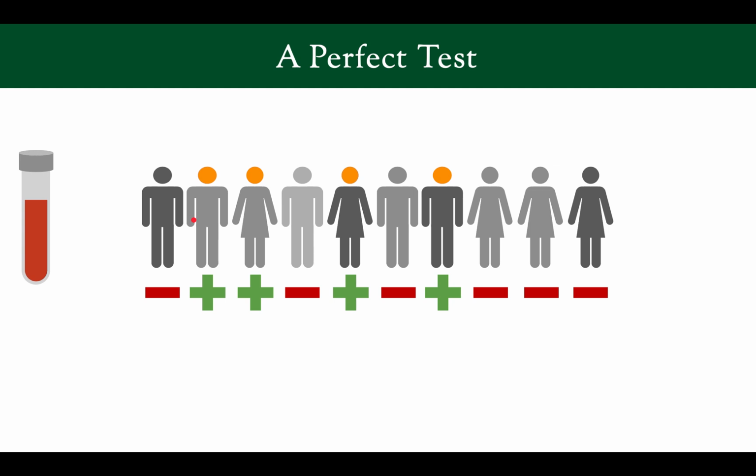But there is no such thing as a perfect test in the real world. Sometimes when the test is positive, they actually don't have the disease, and sometimes when the test is negative, they actually do have the disease. And we want to quantify that, like how often is a test wrong or how often is a test right. And that's what sensitivity and specificity and predictive values are about.